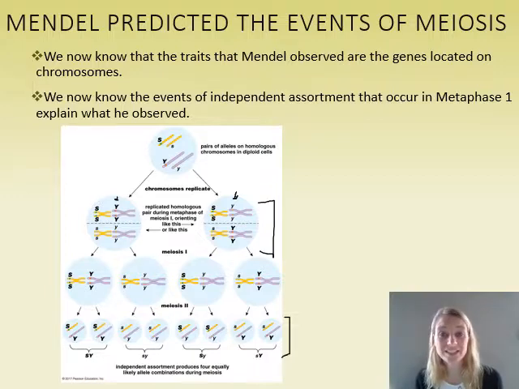So Mendel predicted this, even though he didn't know anything about chromosomes or meiosis or genes or traits or alleles. That's pretty fascinating. He just did it with a big garden and lots of pea plants and a lot of time, because it took the whole growing season to get things going.